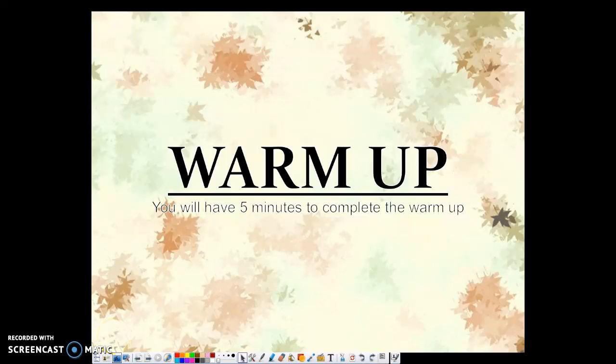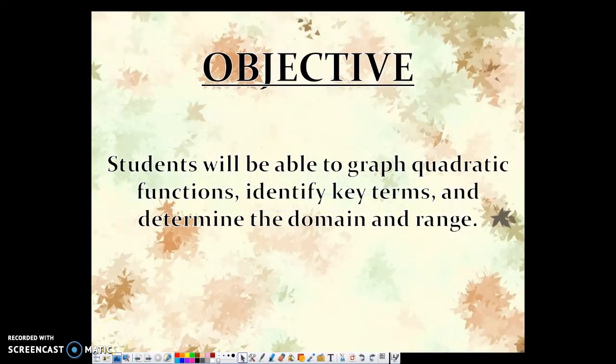Okay, so you should be done with your warm-up. So let's go on. Today, students will be able to graph quadratic functions, identify key features, and determine the domain and range. This is the same thing that we did yesterday. So if you still need a little extra help, you can always go and watch the same video from yesterday.